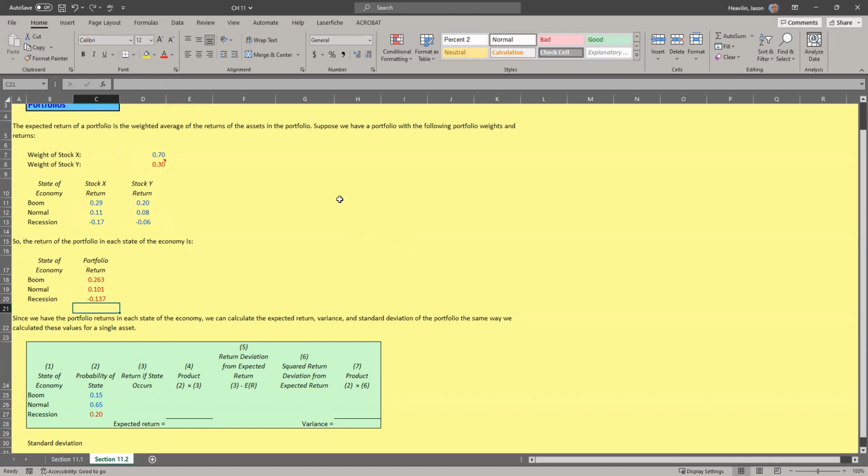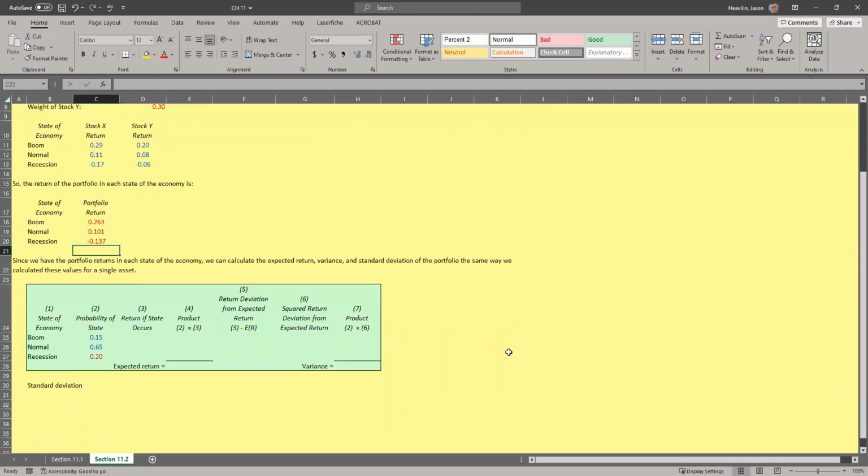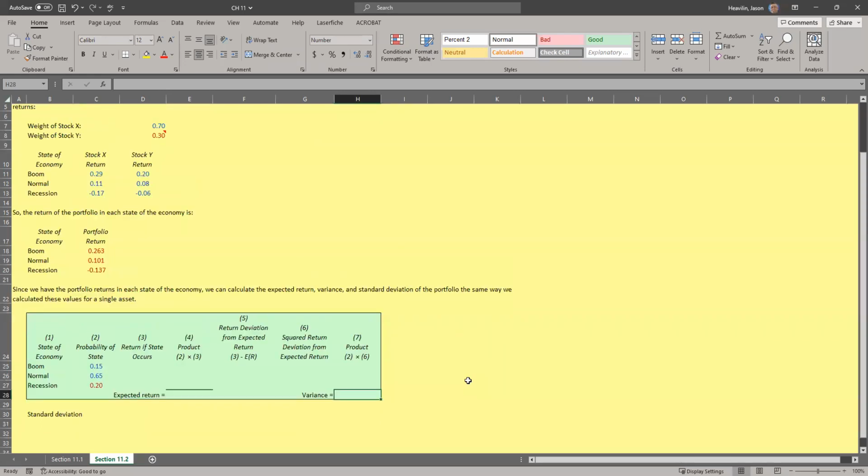Now that we have that, we can move on to calculate the expected return, variance, and standard deviation of the portfolio. Similar to how we did with an asset, we're going to do something similar here. They give us the probability of the boom is 15% or 0.15, the probability of a normal situation, and the probability of a recession. If you add them all together, you get 1 or 100%.